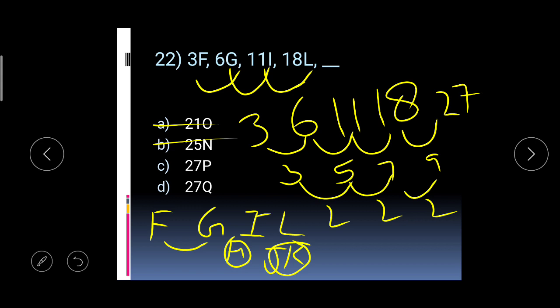Like in the first, F and G, there is no difference, then in G and I there is a difference of 1, then in I and L there is a difference of 2. So in L and the next letter, the difference has to be 3 letters. So after L is what? M, N, O. We just drop these 3 letters and go to the next letter, which is P. So our answer is 27P.